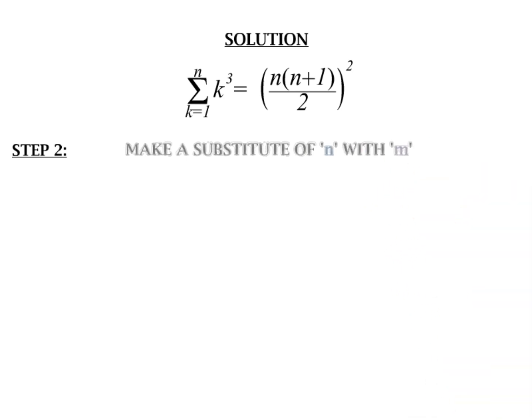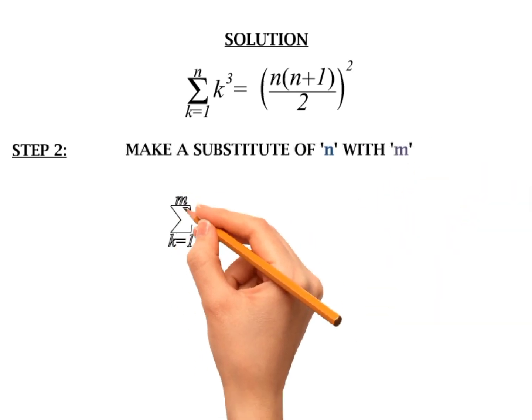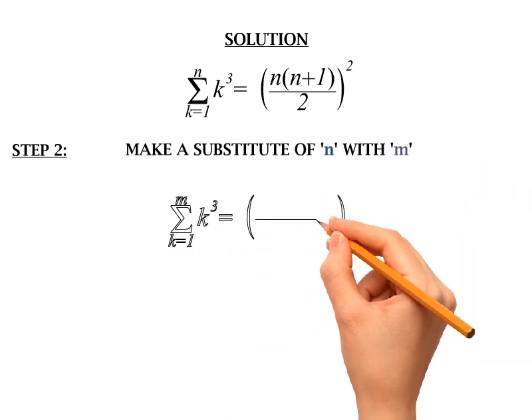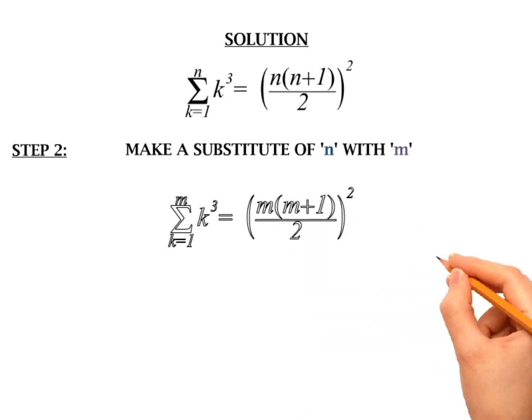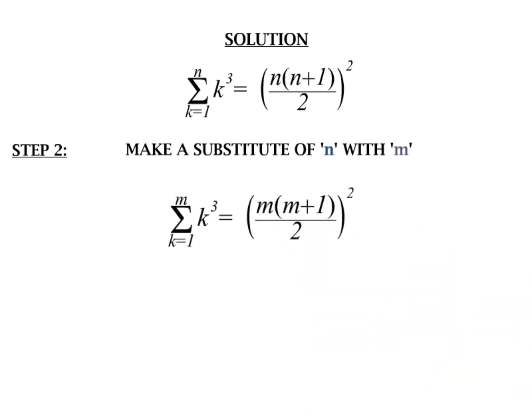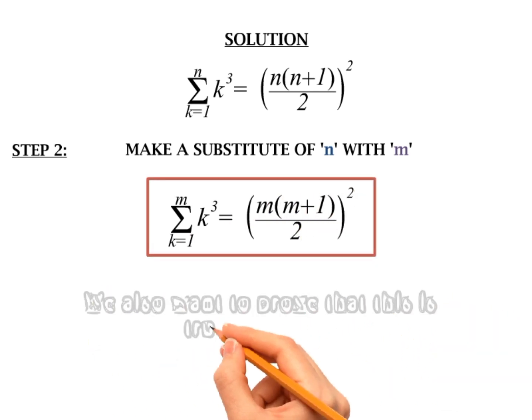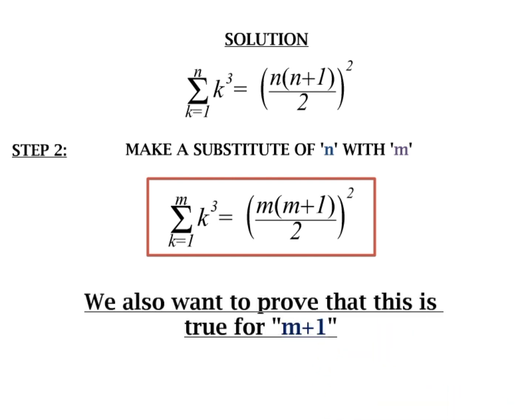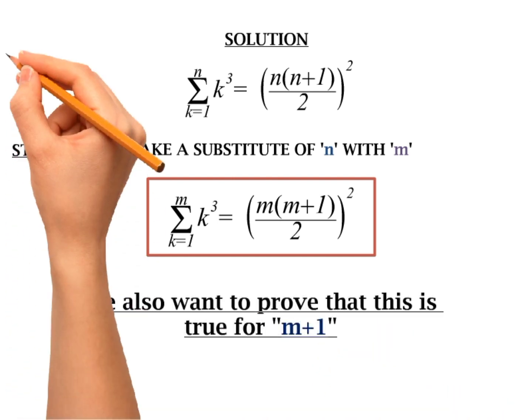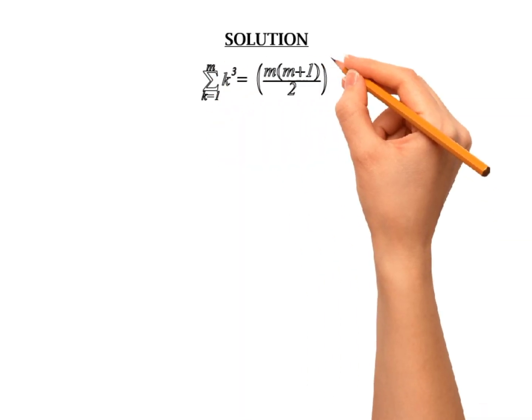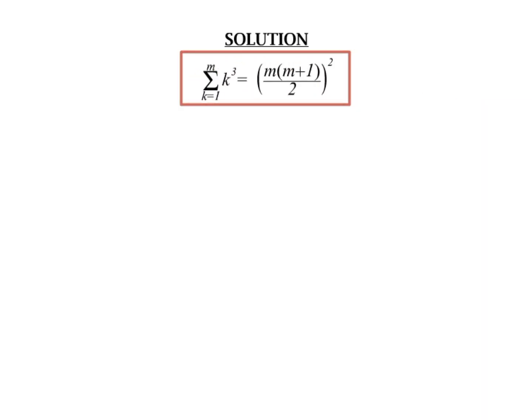The second step is to make a substitution of m with n on the left and the right-hand side of the equation. With this, we can simplify the third step and embed this result. Now, the next step to take is to make a substitution of m plus 1 with n on the left-hand side only, then manipulate to derive a corresponding expression for the right-hand side. That is the third step.